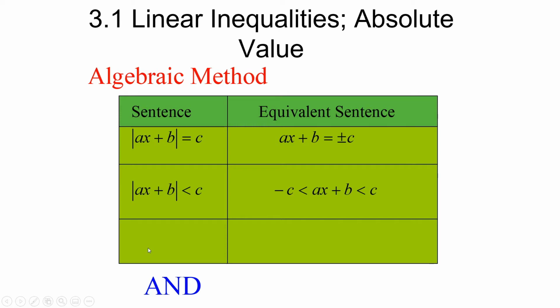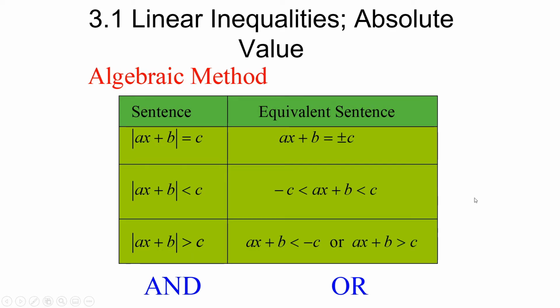Okay, now one more. Let's go greater than. All right, now this one, when you have a greater than after your absolute value, that's an or situation. So that's going to be two separate inequalities. It's still considered compound because of the or. So this is going to be, well, now let's think about this. ax plus b could be less than the opposite of c, or ax plus b could be greater than c. All right, and there you go.